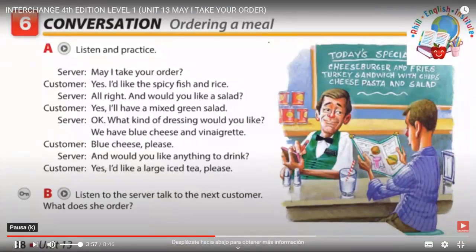May I take your order? Yes. I'd like the spicy fish and rice. All right. And would you like a salad? Yes. I'll have a mixed green salad. Okay. What kind of dressing would you like? We have blue cheese and vinaigrette. Blue cheese, please. And would you like anything to drink? Yes. I'd like a large iced tea, please.